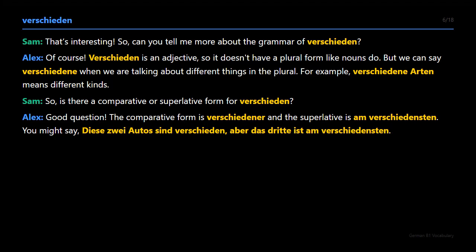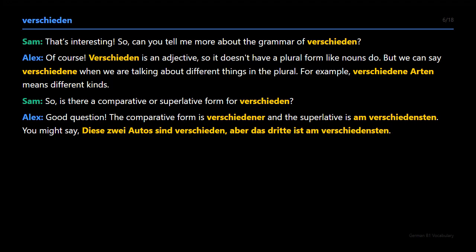verschieden? Good question. The comparative form is verschiedener, and the superlative is am verschiedensten. You might say, Diese zwei Autos sind verschieden, aber das dritte ist am verschiedensten.